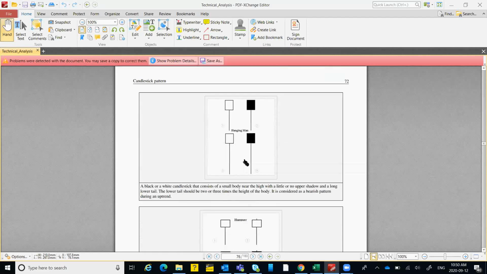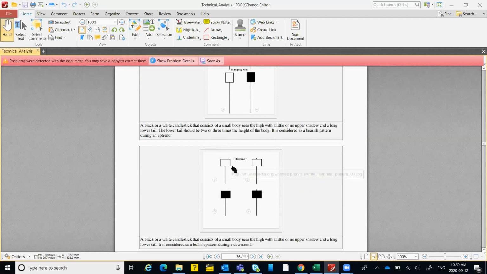Other than the doji, we discussed in the last session the hanging man pattern. The hanging man has a rectangular body with a leg, which is like 2 to 3 times the body, and this is formed in the uptrend. The inference here is that this is a bearish pattern in an uptrend. The important point here is the uptrend.